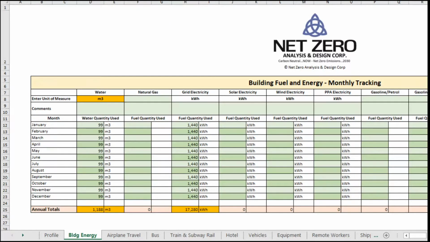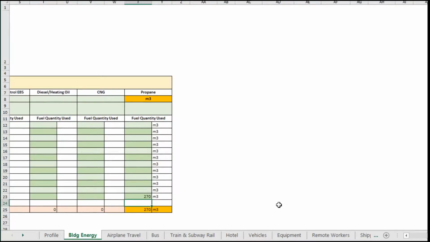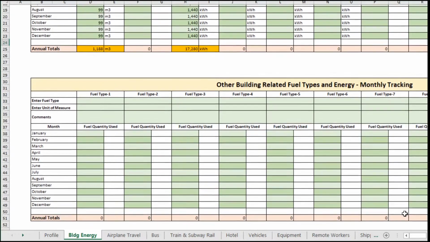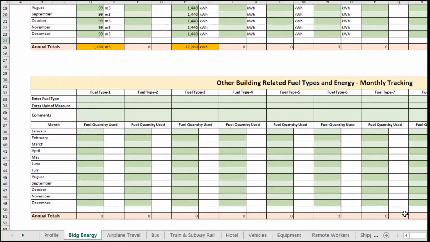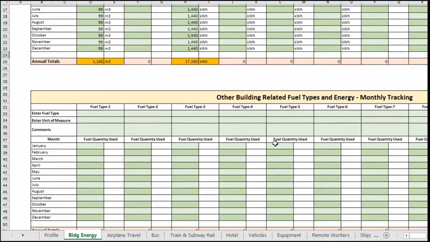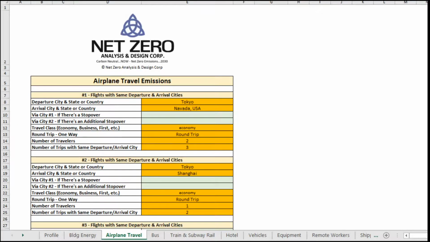For our building energy, a total of 1,188 cubic meters of water was used in 2019. All electricity was grid sourced, and the total was 17,280 kilowatt hours. And they also used 270 cubic meters of propane. We've also included a section for other building-related fuel types and energy, if there's anything in addition to the ones listed above.